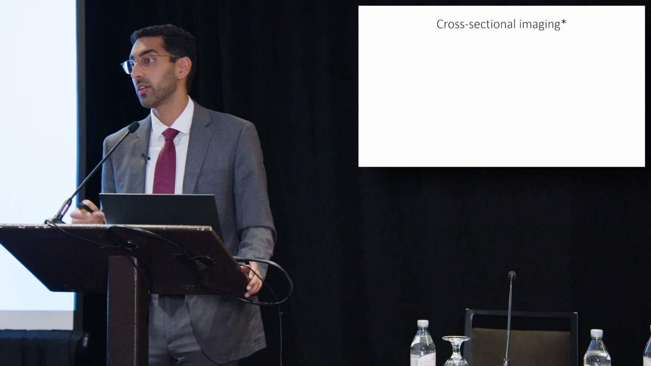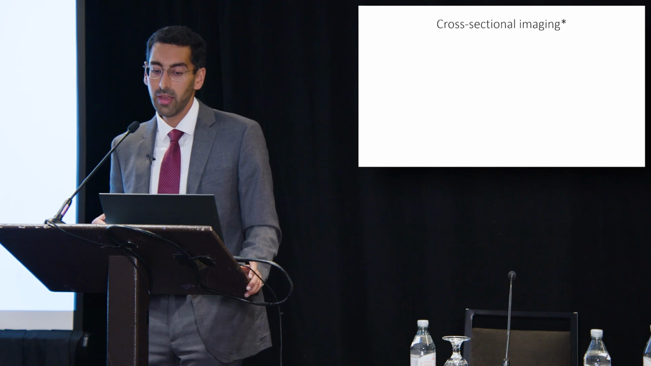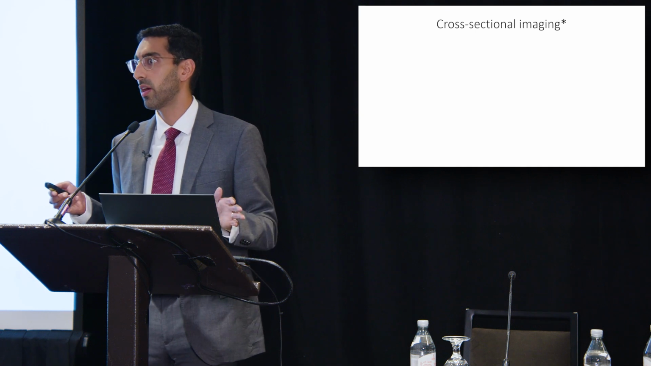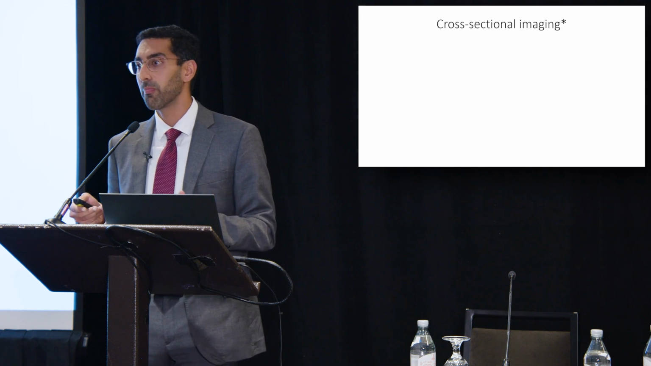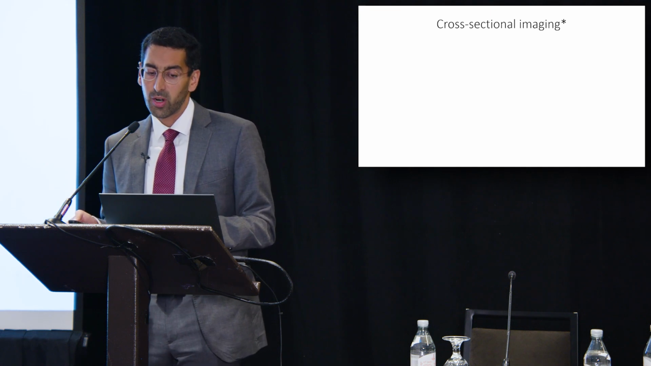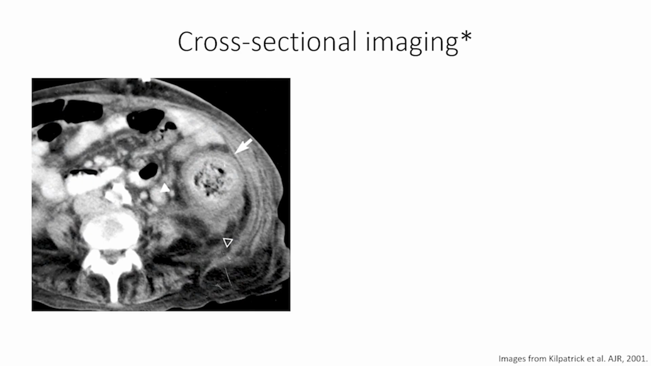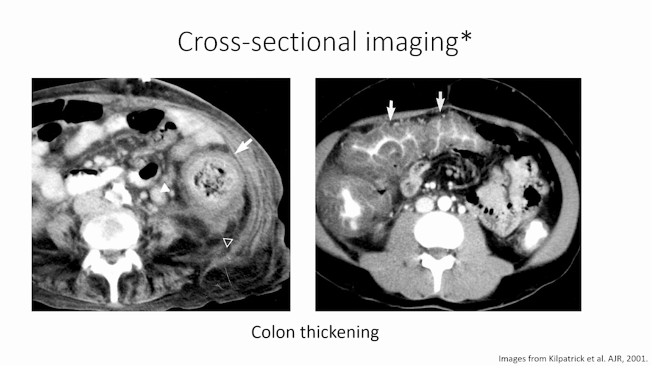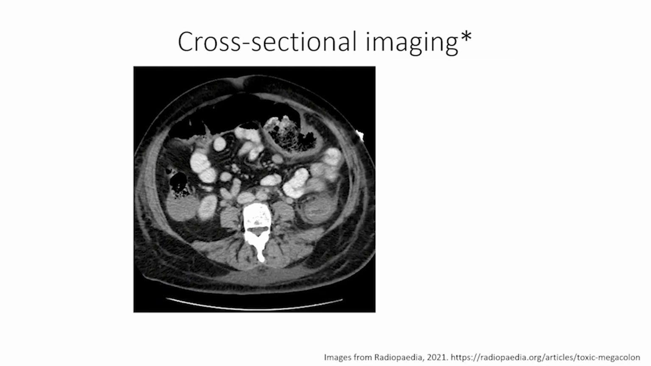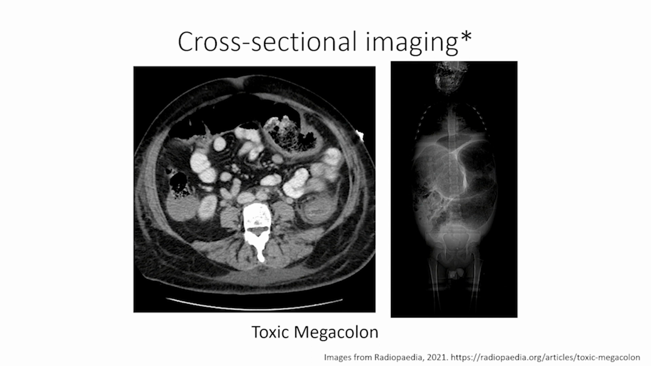Cross-sectional imaging, such as with a CT scan of the abdomen or pelvis, again has an asterisk because this is not required in everyone who has C. diff infection, but may be performed to evaluate for some of those complications that we discussed that can be seen with C. diff infection. Here are some images that highlight colon thickening or inflammation, and the arrows point to areas where the bowel wall is really thickened or swollen. Again, these images highlight the toxic megacolon, where the colon becomes paralyzed, full of air, and it can even rupture if left untreated for a long period of time.